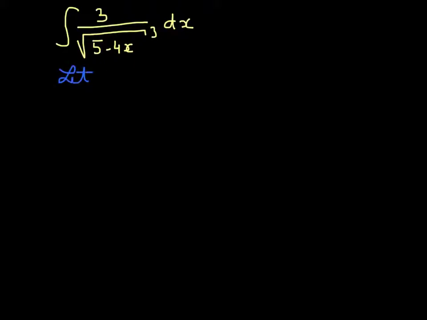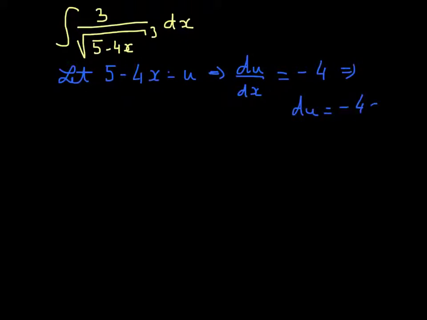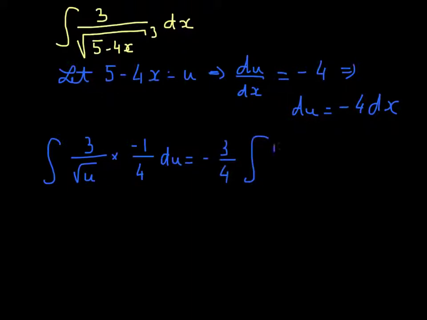Let me take another example and solve it by substitution. Integral 3 over square root of (5 minus 4x) to the power of 3 dx. I repeat, if you are okay with the previous method, then just forget about it. I have a composite function, so I will let 5 minus 4x equals u. Therefore, du by dx equals minus 4. So du equals minus 4 dx. Now if I replace, I get integral 3 over square root of u times dx, and remember dx is minus 1 over 4 du. So this is minus 3 over 4 integral 1 over square root of u du.